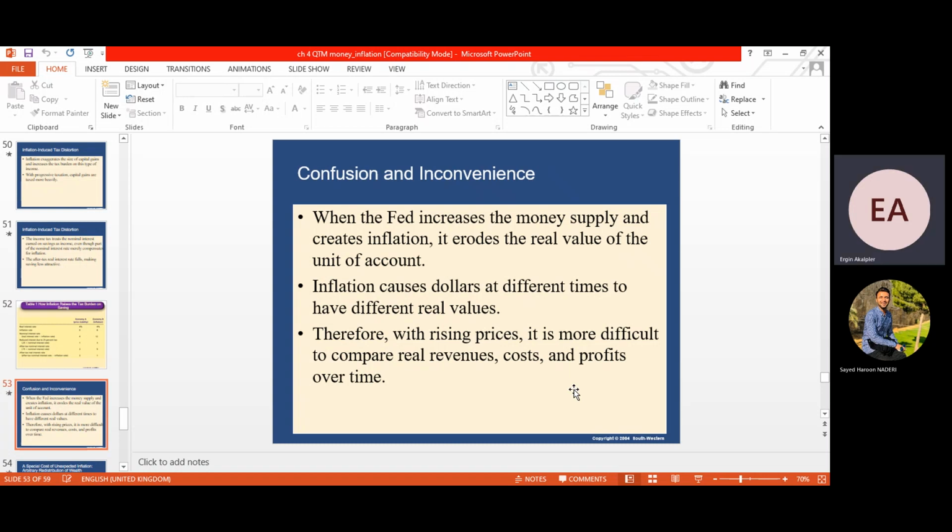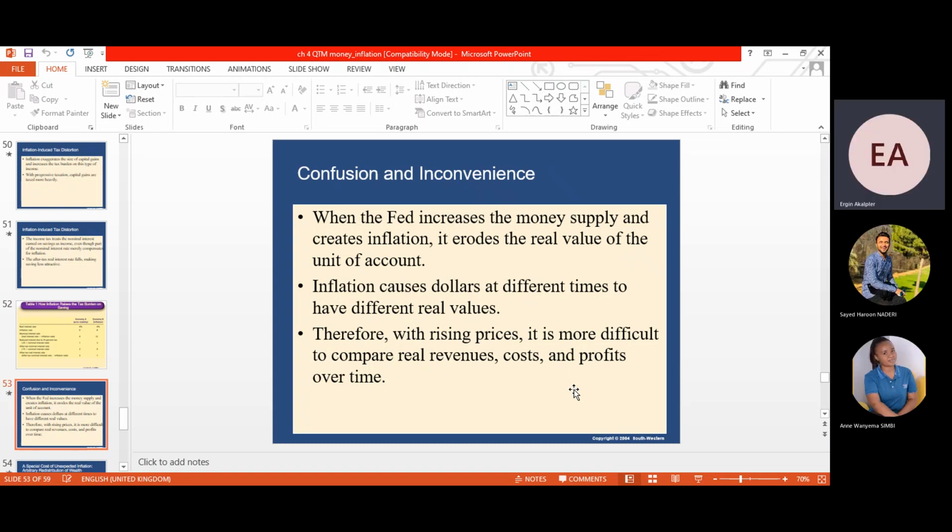Inflation causes the currency at different times to have different real values, and therefore with rising prices it is more difficult to compare real revenues, costs, and profits over time, because continuously you are trying to change the prices as they increase, which changes the profit rate. On the other side, suppliers are not able to catch up with these price changes, and consumers are also not able to manage these changes in order to run a profitable business or shop. The results of this inflation affect both parties.